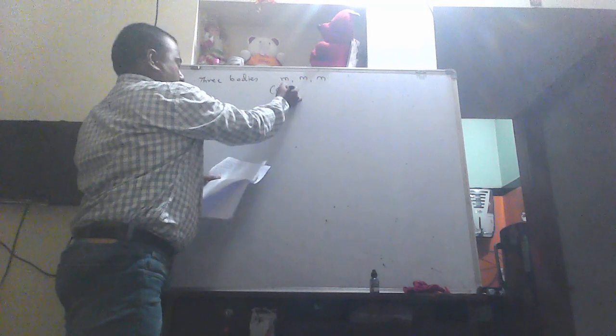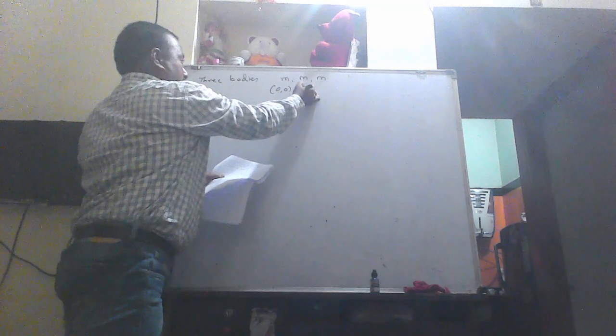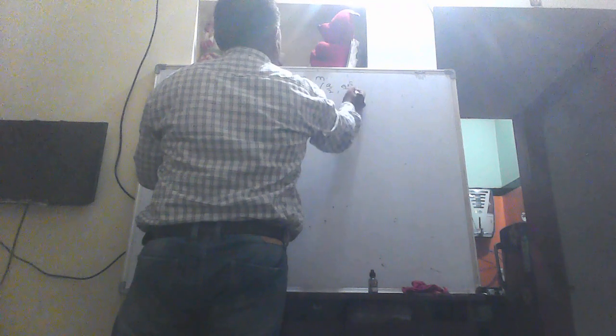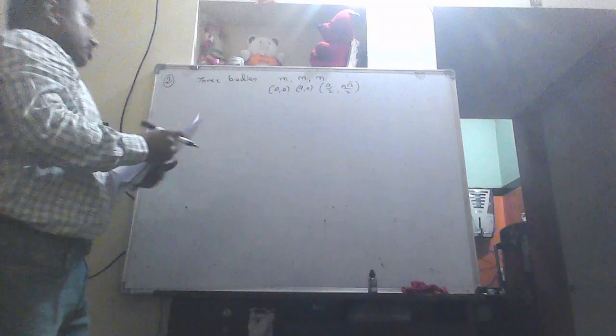Very simple one. Three bodies of equal masses. Three bodies are there. All have equal masses. It means all have mass m, and m only. Three particles are placed at: the first particle was placed at 0, 0. Second particle was placed at a, 0. Third particle was placed at a by 2, comma a root 3 by 2. Coordinates are given, as shown in the figure.